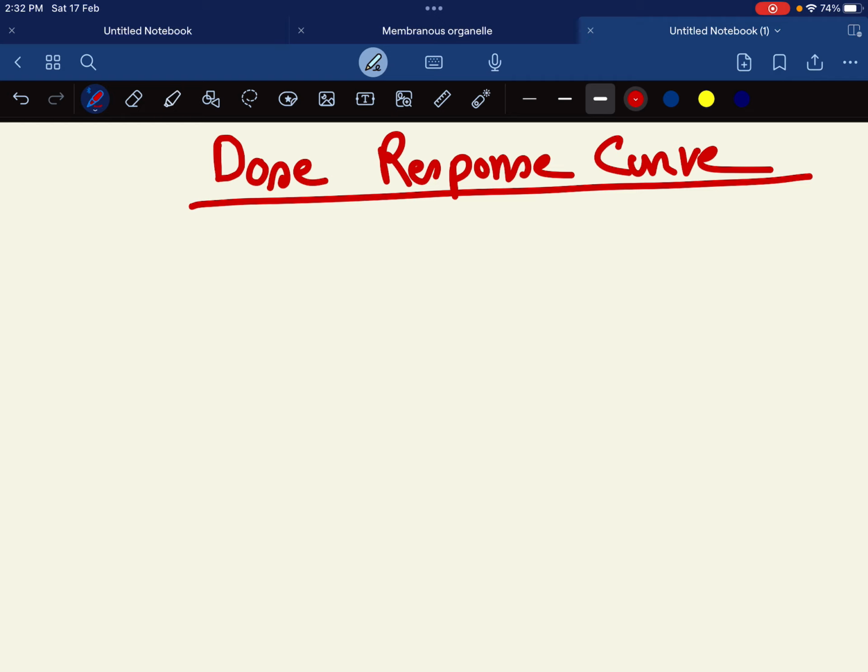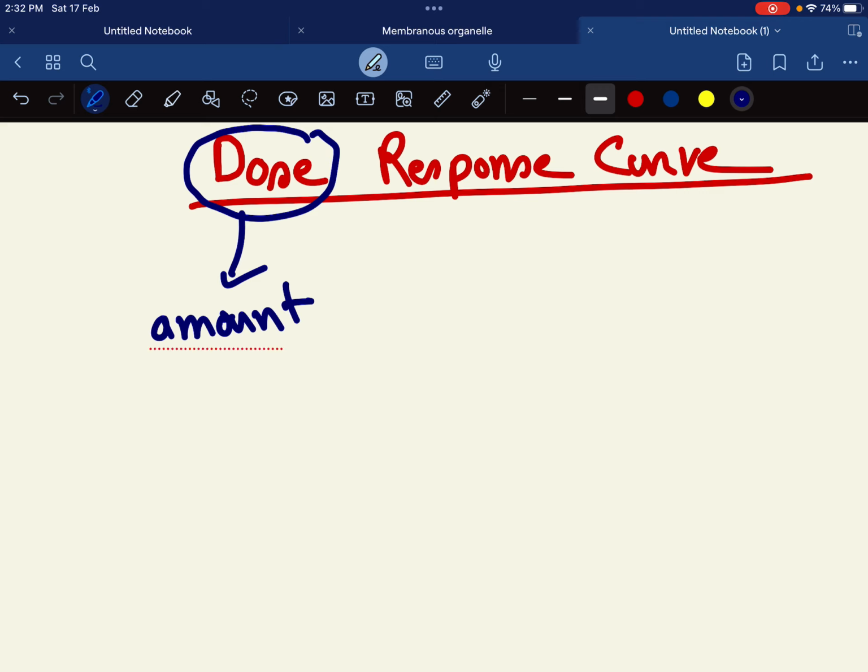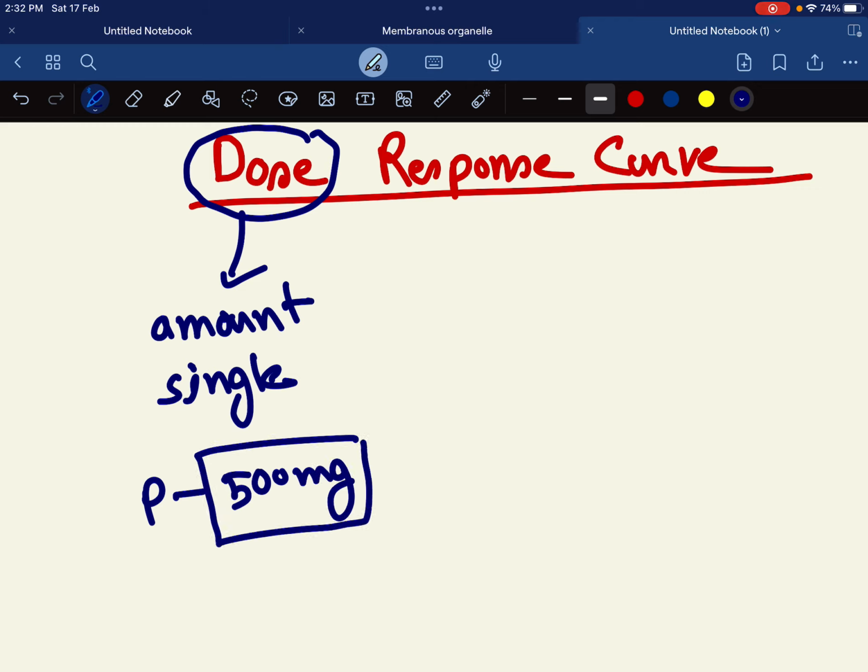Today we are going to discuss an interesting topic of pharmacology, that is the dose response curve. So before diving deeper into the topic, I think I should build up some foundations for you. At first we should know what is dose. Actually dose is the amount of drug that is administered in a single time. So what I mean is that if I suggest you to take paracetamol 500 milligram, then this 500 milligram is called a dose when you take it a single time.